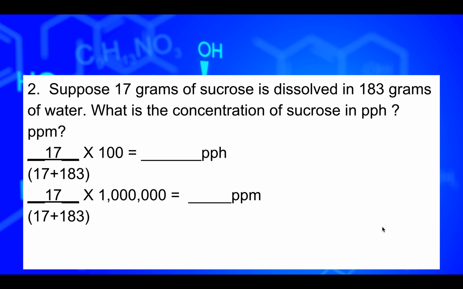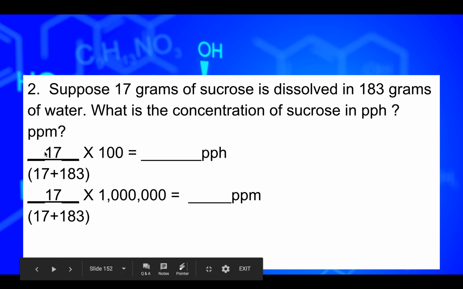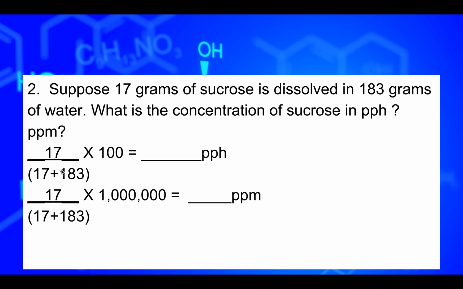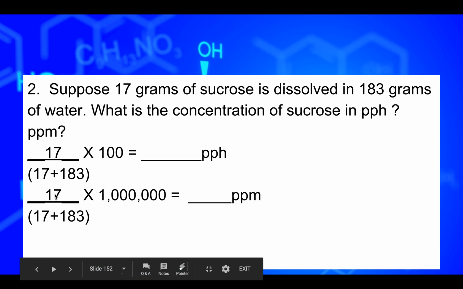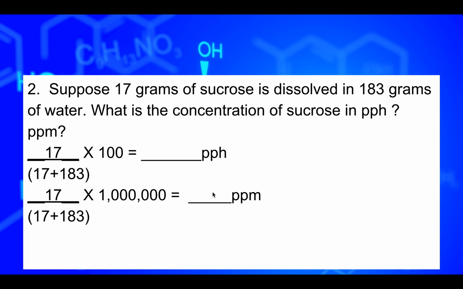Suppose 17 grams of sucrose is dissolved in 183 grams of water. What's the concentration of sucrose in parts per 100 and parts per million? Well, we've got 17 grams divided by our total weight, which is going to be 17 plus 183. We want parts per 100, so we're going to multiply the answer by 100, and that would be the answer in parts per 100. For parts per million, it'd be 17 divided by 17 plus 183, so there's our total weight, multiplied by 1,000,000. And that will give us the answer for parts per million. You can put that in the calculator and figure those answers out for yourself.